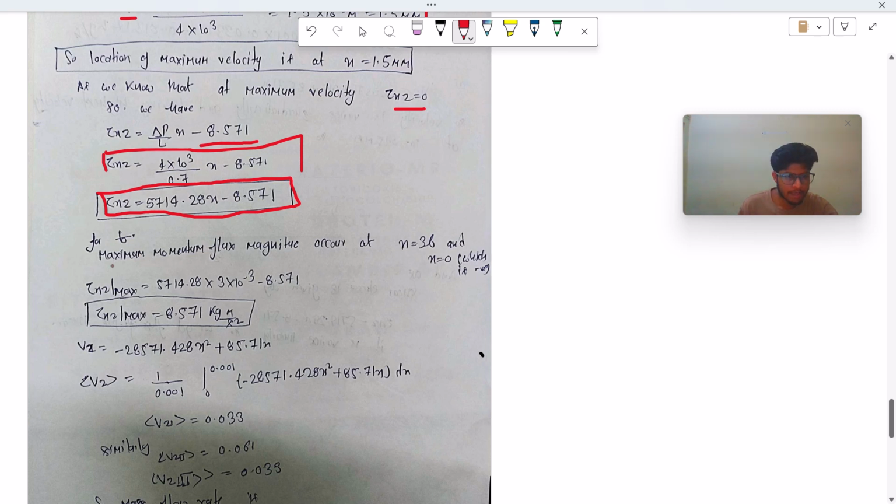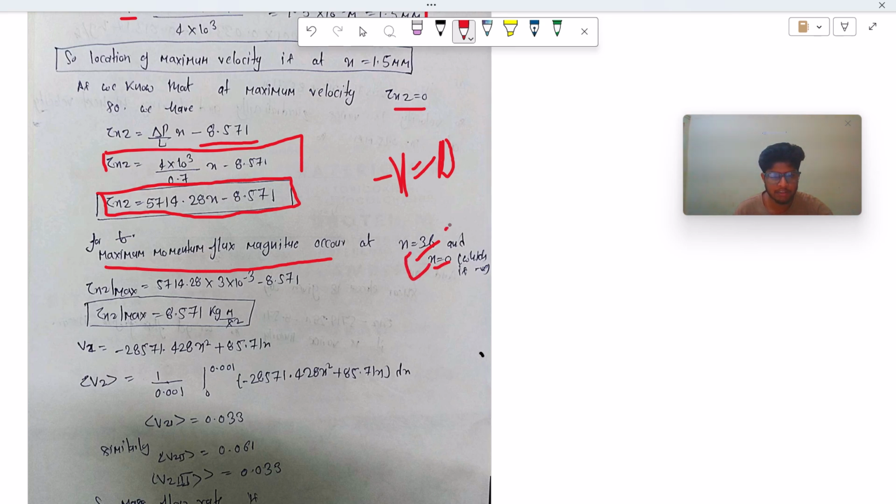So maximum momentum flux magnitude occurs where velocity will be 0. Velocity will be 0 at 2 points. First point is x equal to 0 and second point is x equal to 3v. So our maximum momentum flux is acting on x equal to 3v and x equal to 0. As we have to ask magnitude, both points will be taken.